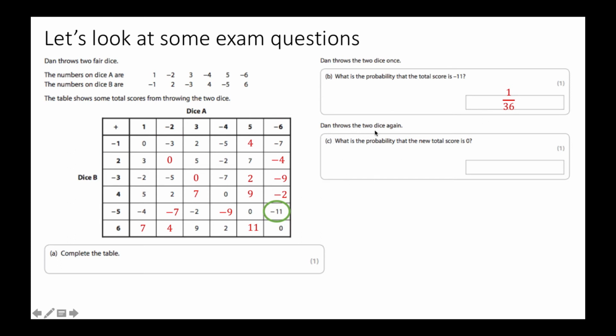Then it says, Dan throws the 2 dice again. What is the probability that the new total score is 0? So now I'm just going to find all the zeros. 4, 5, 6. So there are 6 out of 36 zeros. So that would be our fraction. But we can cancel this down. Okay, 6 divided by 6 is 1, and 36 divided by 6 is 6. So that is our simplified fraction.